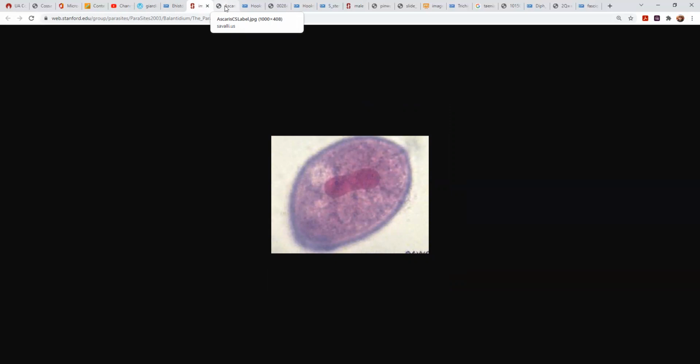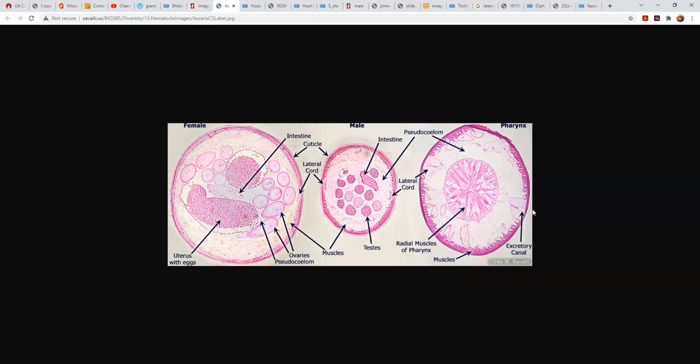Ascaris lumbricoides is a roundworm, and what we're going to look at here is a cross section. I want you to focus on these first two here. We're not going to look at the pharynx. We're just going to look at the female versus the male. First of all, you'll notice the size difference. Females are a lot larger than the males. You'll see this outer structure here that is the cuticle. This is a very tough structure that protects them, but they can also absorb nutrients in through the cuticle.